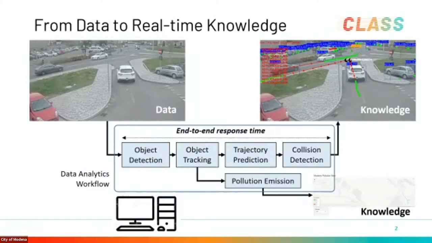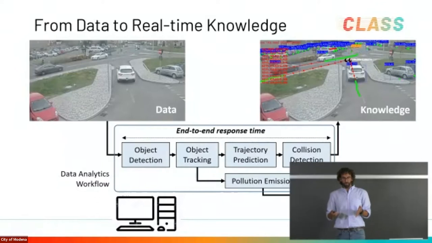And if we want to determine the level of pollution, we need to run simulation models based on the dynamics of the different detected objects. We can determine what is the level of pollution in a given time. Doing this for a single image is quite simple.